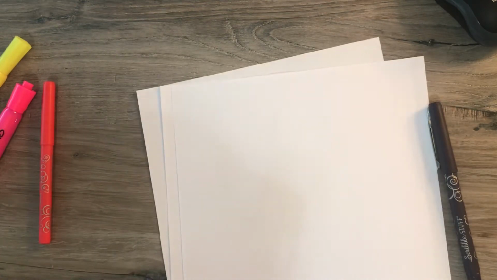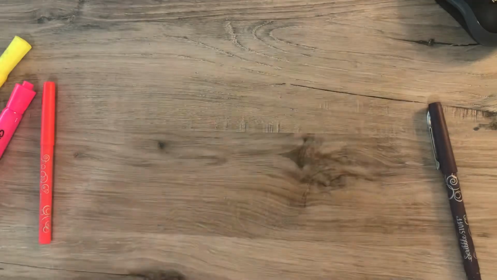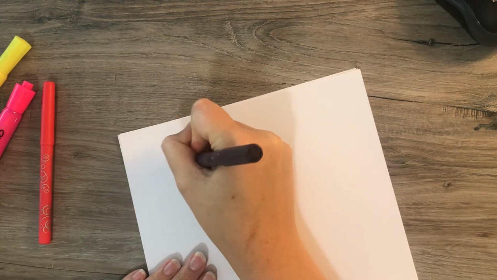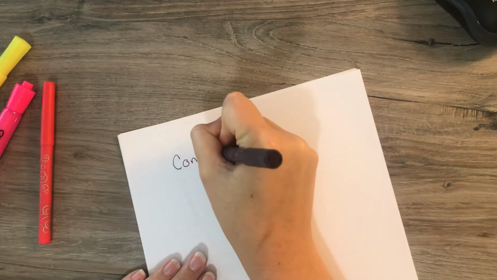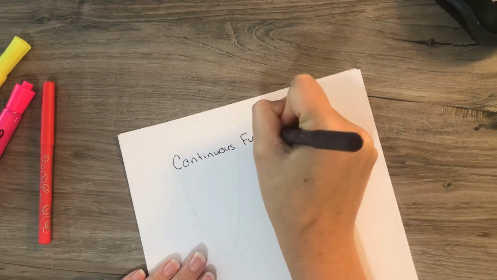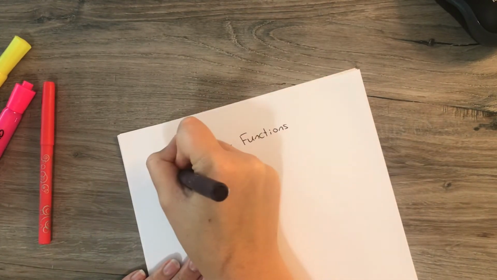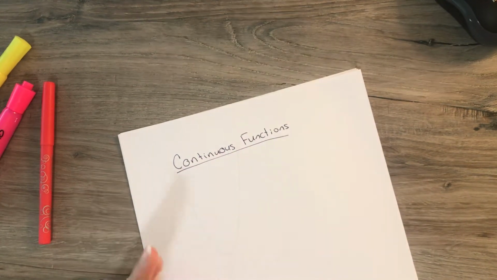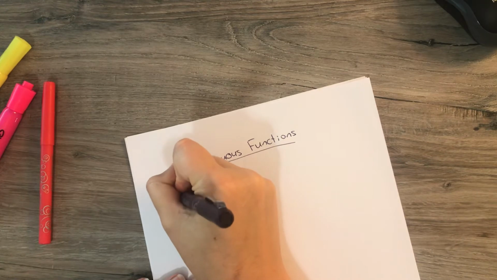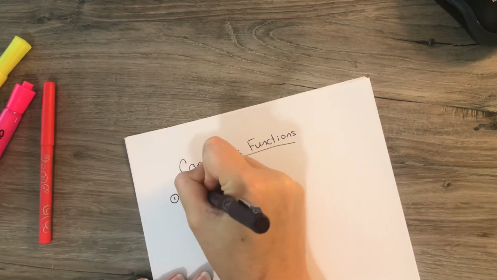So there's a few things that we need to look at before we get started. And those are the endpoints. So I'm going to write this down. We're dealing with continuous functions or continuous graphs. The first thing that we have to pay attention to is the endpoints of our graph.